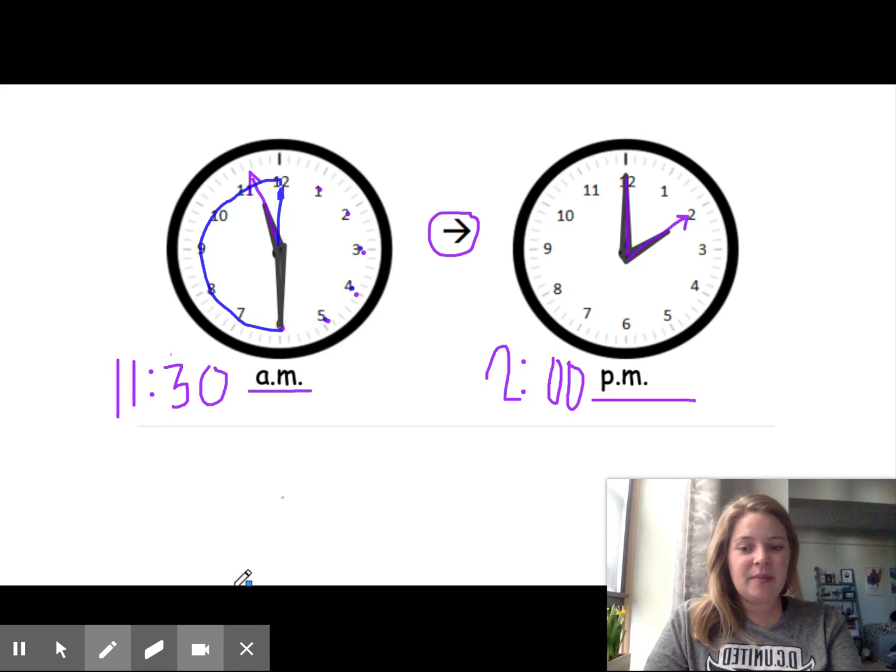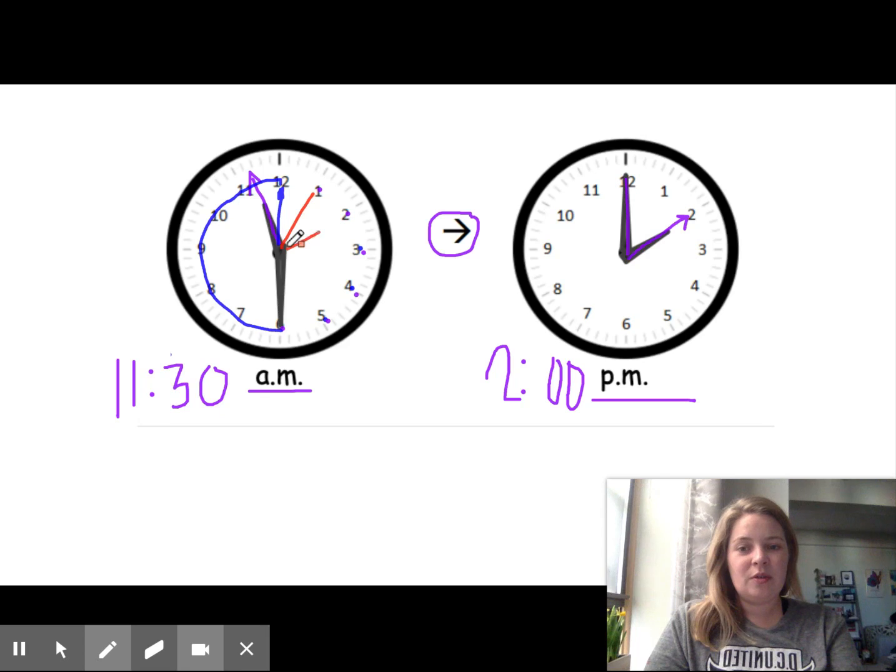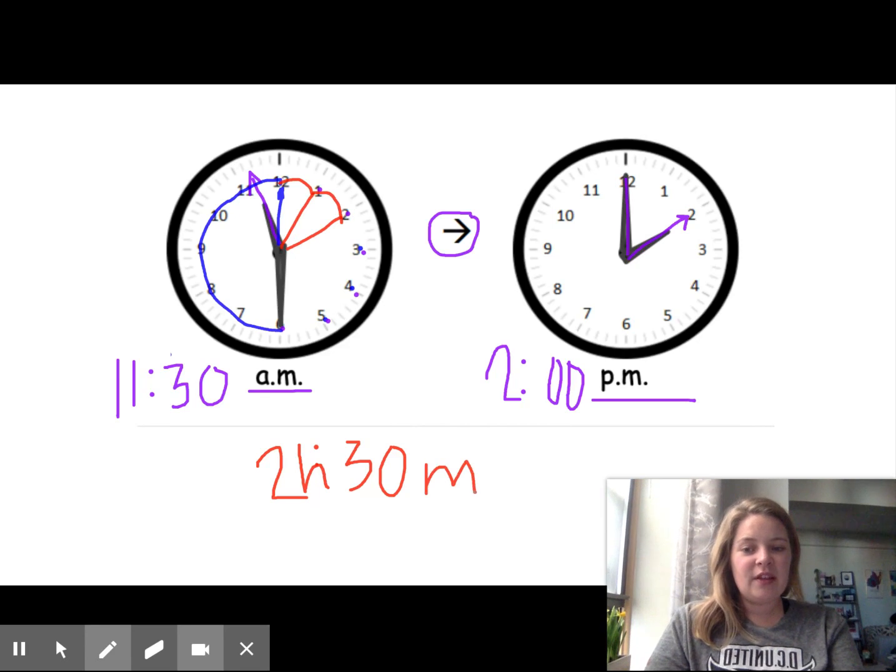So then we add some hours. 1 hour, 2 hours. So let's count our jumps. 1, 2. So 2 hours and 30 minutes is the difference between 11:30 a.m. and 2 p.m. Good work, second graders.